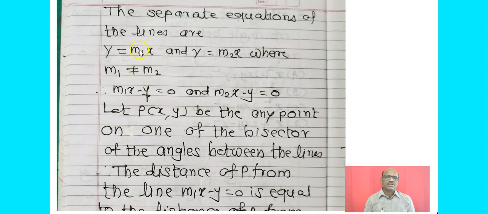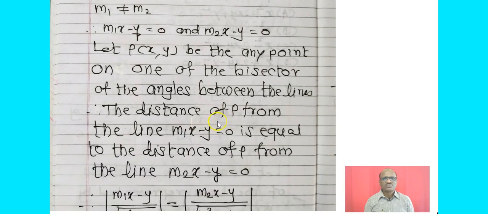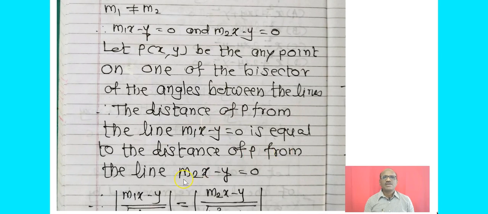Now the separate equations of the lines: as the lines pass through the origin, they are of the form y is equal to mx, therefore y is equal to m1x and y is equal to m2x, where m1 is not equal to m2. Therefore, it is written as m1x minus y equals 0 and m2x minus y equals 0. Let P be any point on one of the bisectors of the angles between the lines. The distance of P from the line m1x minus y equals 0 is equal to the distance of P from m2x minus y equals 0.